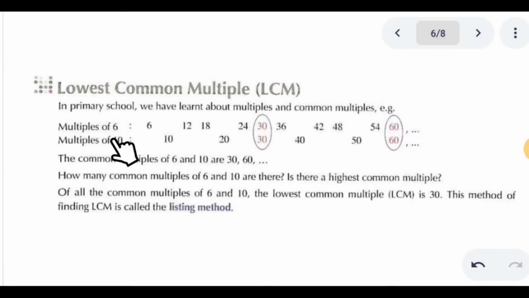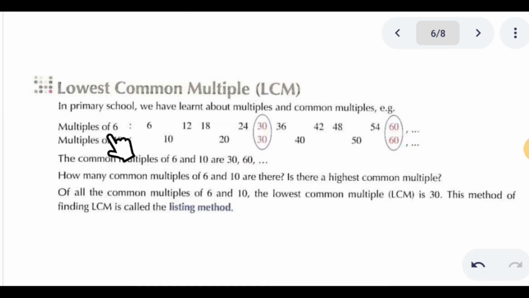Now we are going to learn lowest common multiples or LCM. As the name suggests, in finding the lowest common multiple, we have to list the multiples of the numbers whose lowest common multiple we are going to find out. So first we are going to take an example in which we find the lowest common multiple of the numbers 6 and 10.